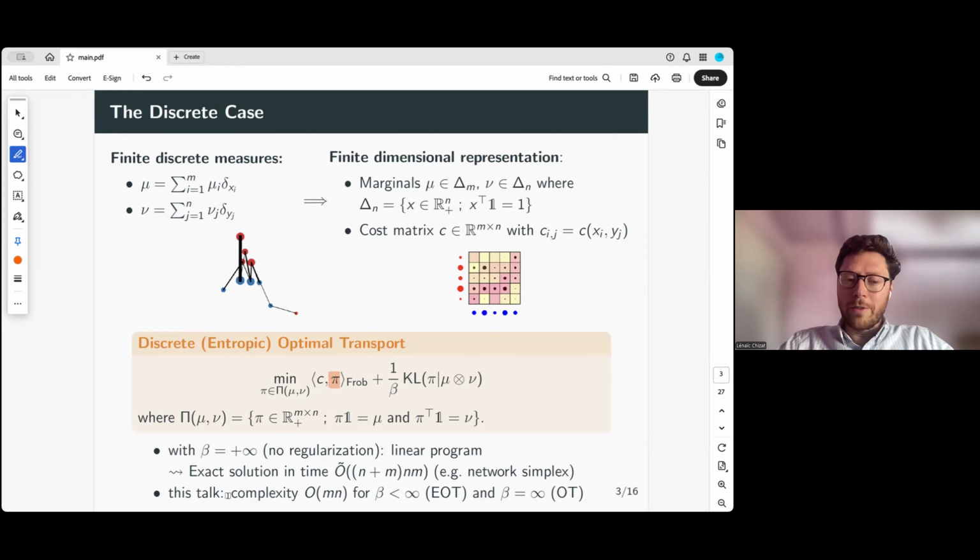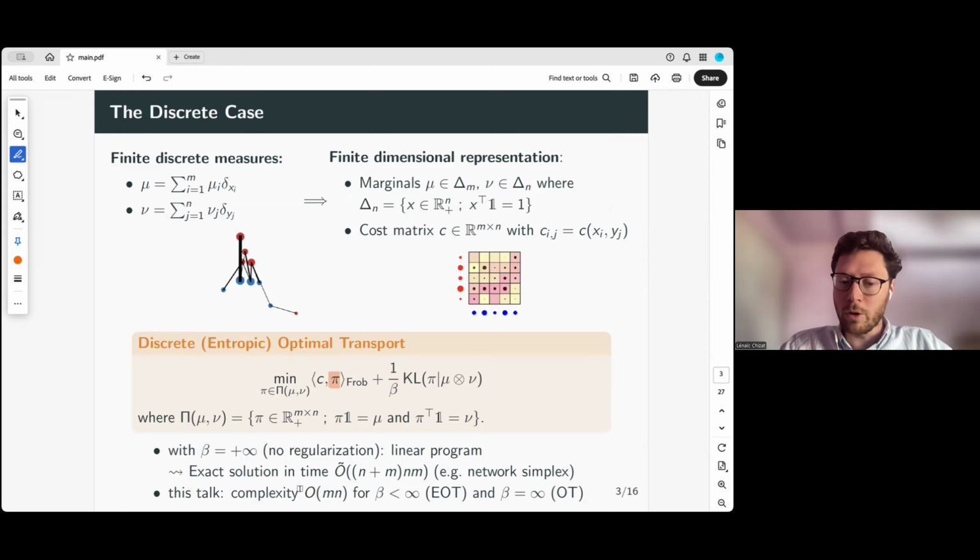But in this talk, we will focus on algorithms which have a complexity which is rather quadratic. So the product mn, which would be what we would care about where we are in very large scale settings. So we will trade off accuracy. We won't get exact solutions, but we will get better dependency in the size of the problem. And we will be interested in solving both the entropic case and the unregularized case.